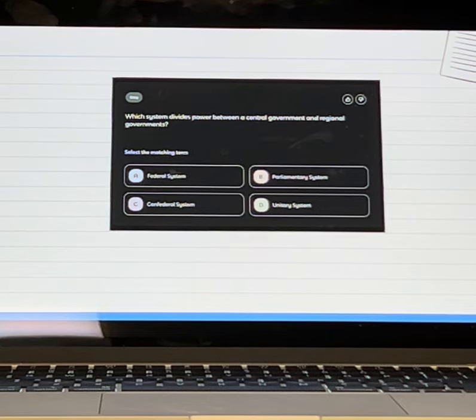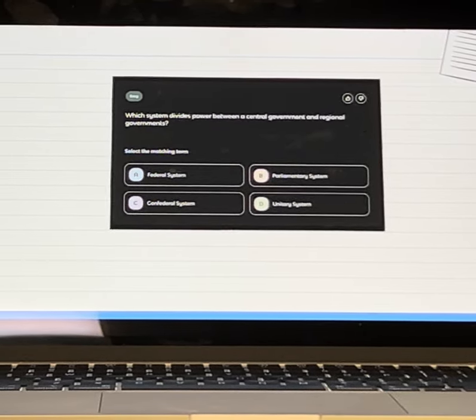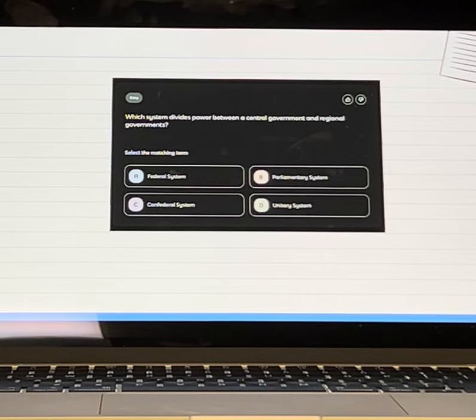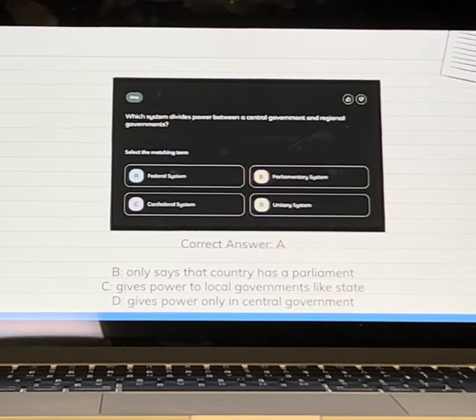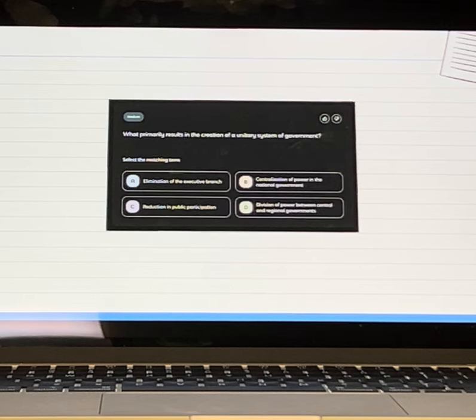Which system divides power between central government and regional governments? A federal one. Parliamentary and federal can coexist, like how it doesn't in the United Kingdom. So forget I said that. But they can coexist. Parliamentary just means that there's a legislative body. A confederal system is when the states have power. That's how the Confederacy was, and that's why the Confederacy didn't work when they seceded. And a unitary system is literally the opposite of a federal system.